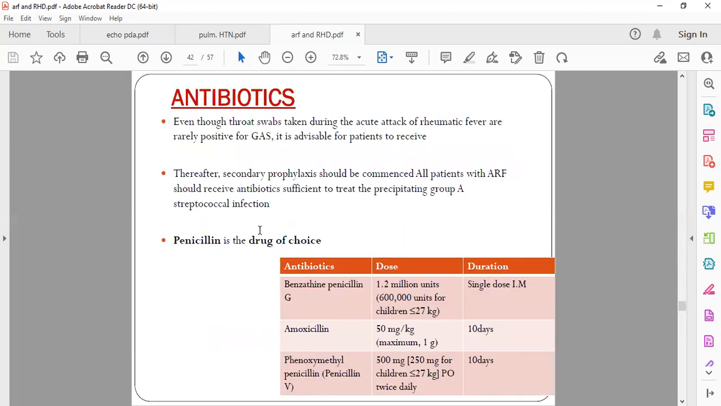Among antibiotics, penicillin is the drug of choice. You can use benzathine penicillin, 1.2 million units if your weight is more than 27 kg. If your weight is less than 27 kg, 6 lakh units is sufficient as a single dose. Or you use amoxicillin or penicillin V. These both are given for 10 days.